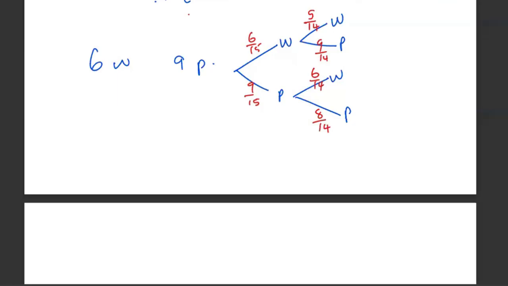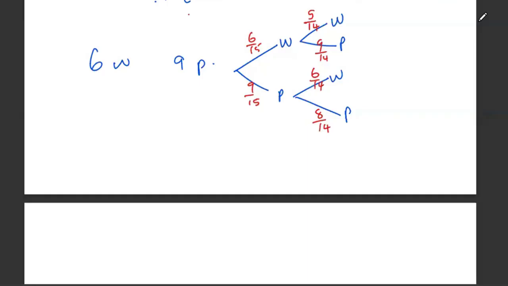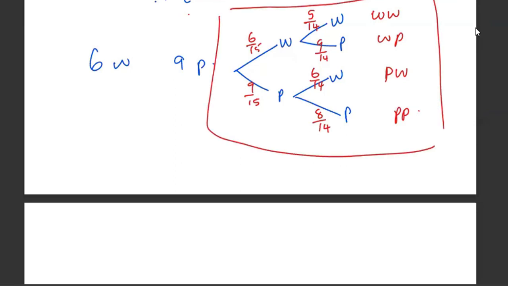All right, let's see. Okay, so our outcomes will be white and white, white and pink, pink and white, pink and pink. So those are the outcomes, and this would be our tree diagram.